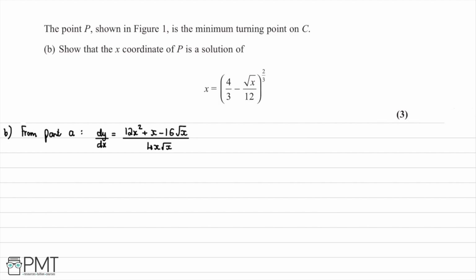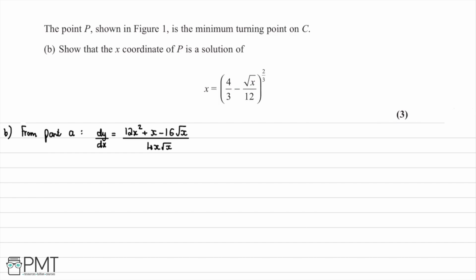And we're asked to show that the x-coordinate of P is a solution of x is equal to (4/3 minus root x over 12) all to the power of 2 over 3. So when we're asked a question about minimum turning points, we instantly think dy/dx is going to be equal to 0. That's because we know that we can find the stationary points by setting dy/dx equal to 0, and we know that a minimum turning point is a type of stationary point.